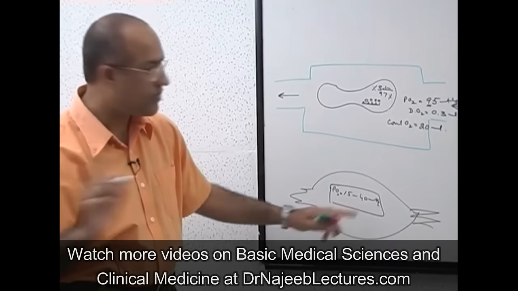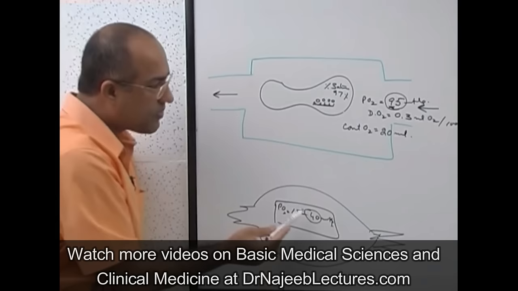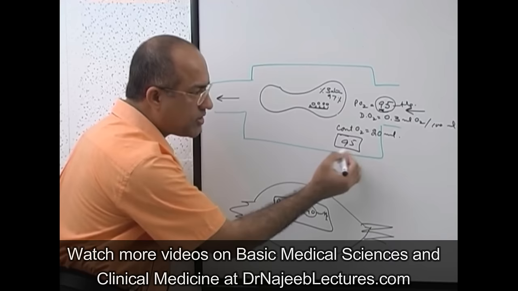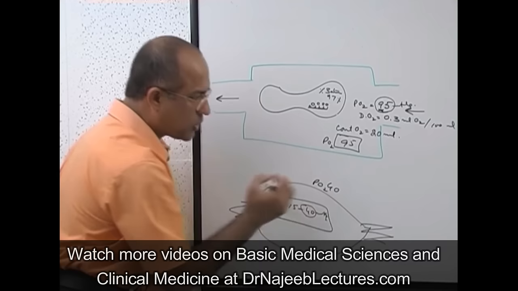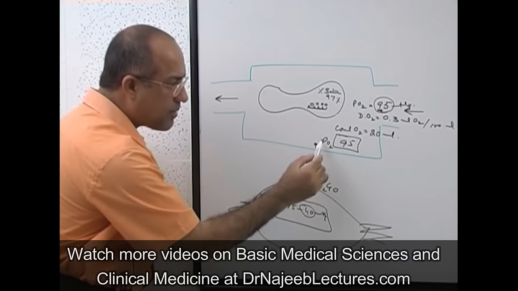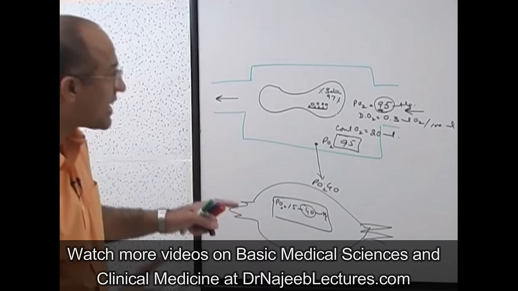Now, what is the pressure here? 95. What is the pressure here? 40. Here the pressure is high. I'm writing 95 here, 95 is the partial pressure here, and 40 is the partial pressure in the tissue. Naturally, oxygen will move from high pressure to low pressure. From the dissolved oxygen. Now listen, don't tell anyone that oxygen from hemoglobin jumps there.